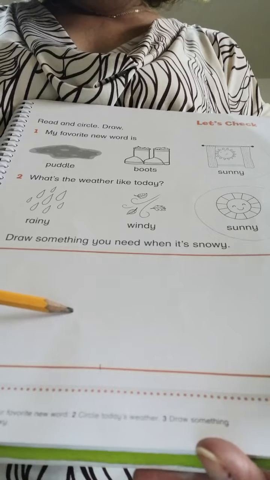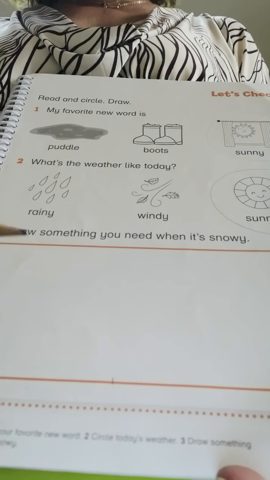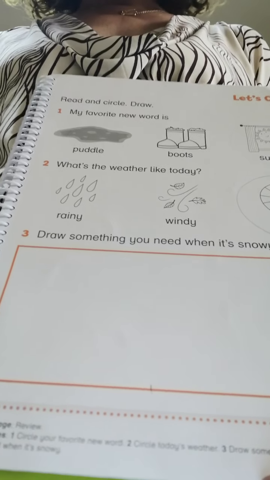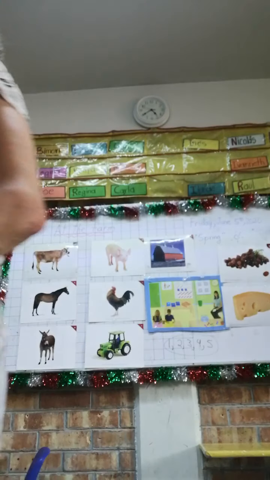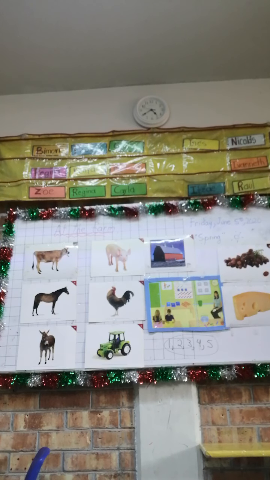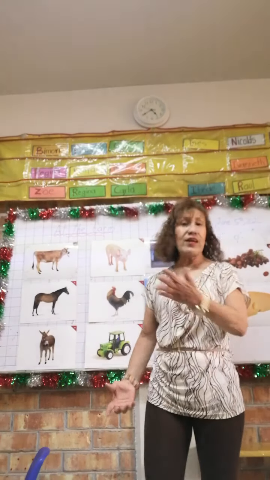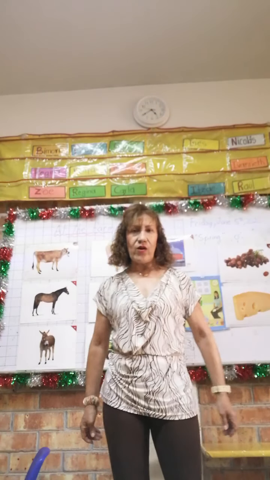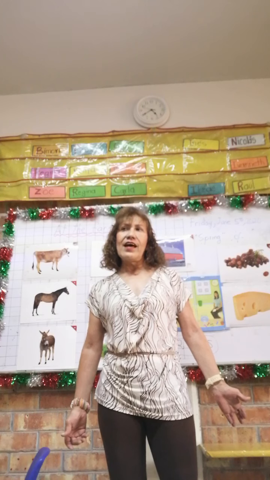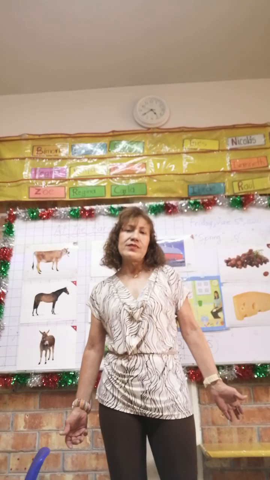For example, maybe you need mittens, guantes. Maybe you need a coat. Yes, un abrigo. Maybe you need a cap, un gorro. Well, you are going to draw and color the things that you need in the case that it was snowy.